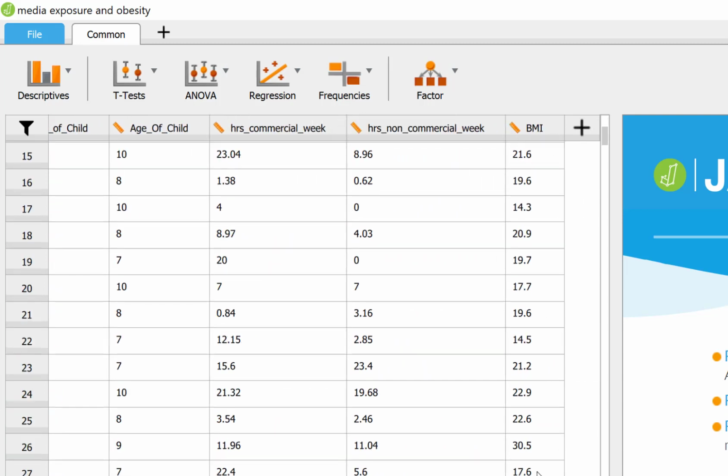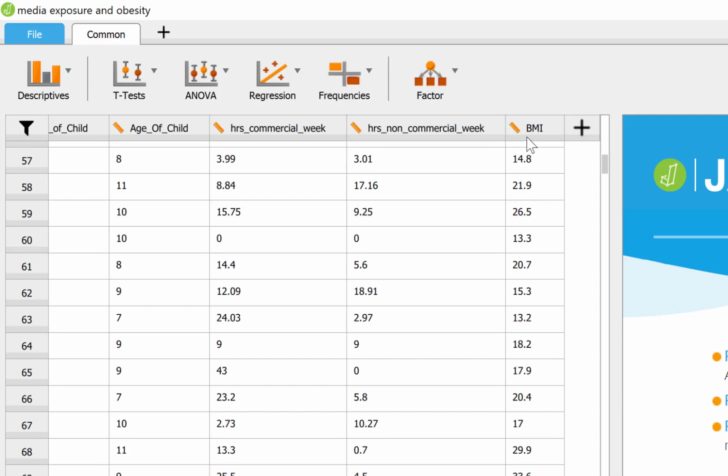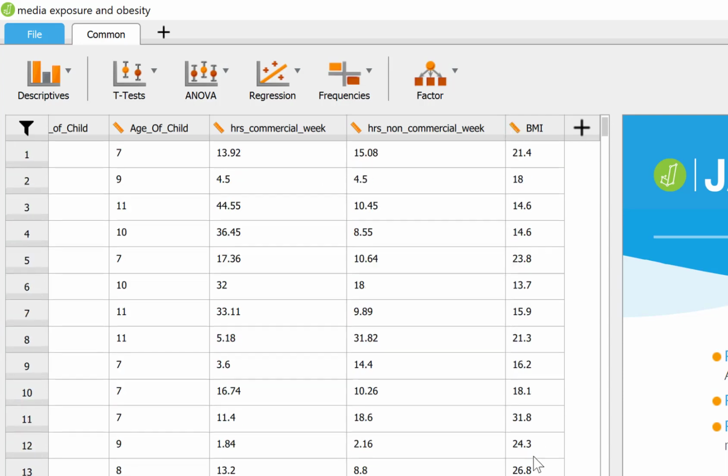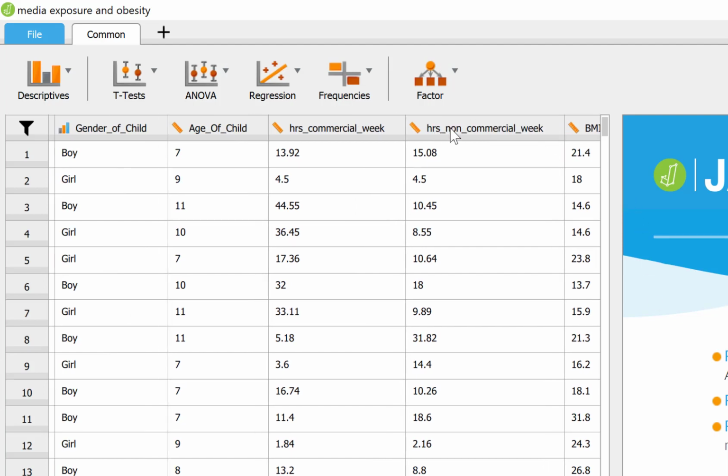So we've got body mass index here, which is our dependent variable, which is just how heavy the child is. And then we've got hours of non-commercial TV exposure, so the number of hours of non-commercial TV they watch per week, then the number of hours of commercial TV they watch a week, and then we've got the age of the child and then the gender of the child, whether we've got a boy or a girl.